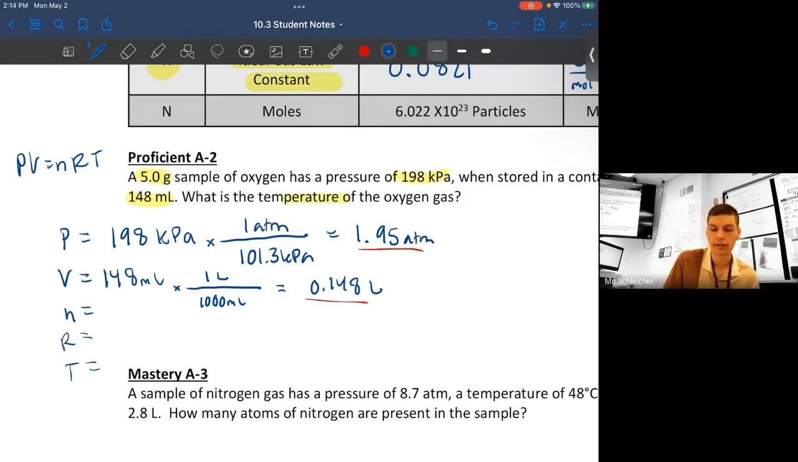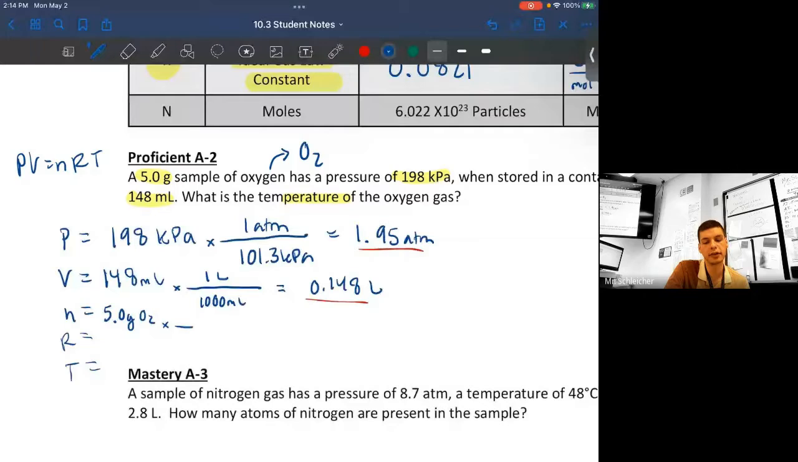Okay, n. Do we have moles of oxygen? The question does not give us moles of oxygen, but we can calculate it from the information given. So before we calculate this, what is the chemical formula for pure oxygen? It should be O2. That's important here because it does influence how we solve this. The amount that we're given is 5.0 grams of O2.